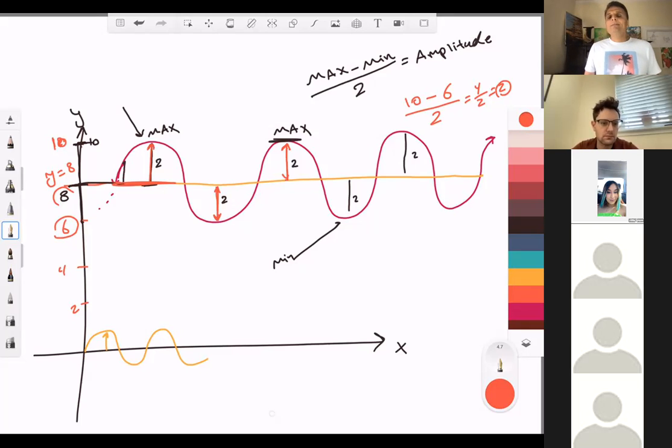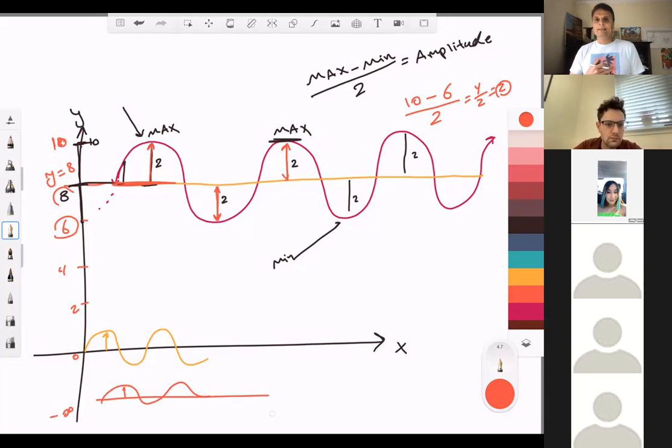An amplitude is never going to be negative. If we have a graph here, the amplitude, for example, is going to be this distance. When we are on the negative side, it doesn't mean the amplitude is going to be negative. No, amplitude is always going to be positive because we're talking about the height.